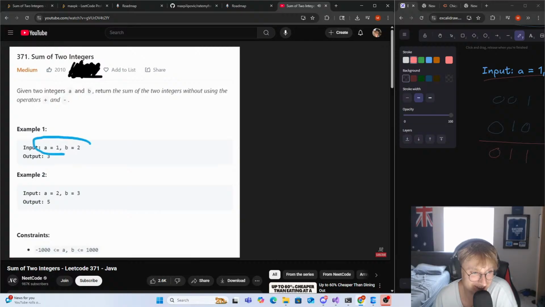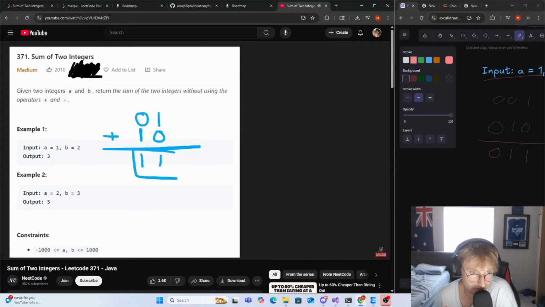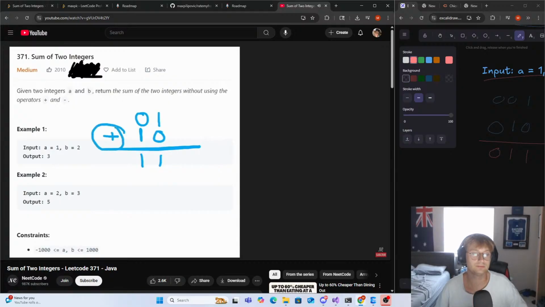I'm sure you know how addition works. We have 1 plus 2 and the output is going to be 3. If we can't use plus and minus, we have to get creative, and by creative we mean bit manipulation. The integer 1 looks like this in binary representation, and the integer 2 looks like this. If we add these digit by digit, this is going to be 1, this is also going to be 1, and this is the binary representation for 3. That works, but we have to do it without the plus operation, so we need some kind of bit manipulation operation on each of these bits.